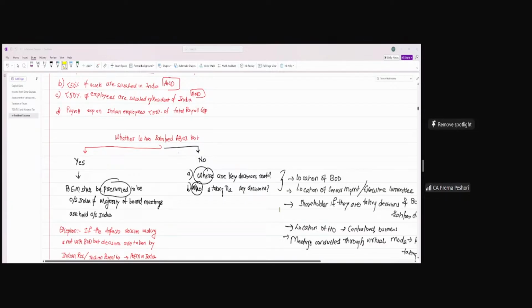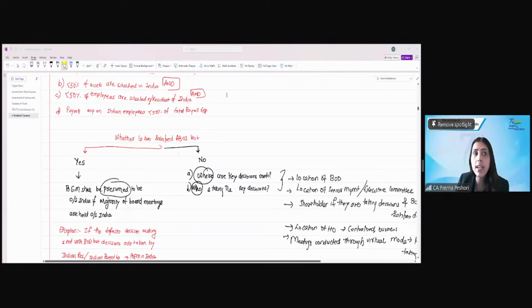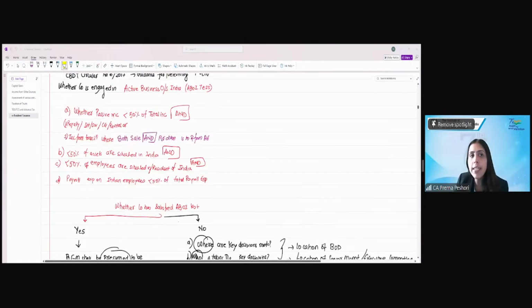So now what do we mean by the active business outside India test? When do we say that the active business is outside India? So there are four tests that we were talking about. Whether the passive income is less than 50% of the total income. What then is passive income? Ma'am, passive income is royalty, interest, dividend, rental, capital gain, all these things. Yes. Also income from transactions where both sales and purchase are from associated enterprises.